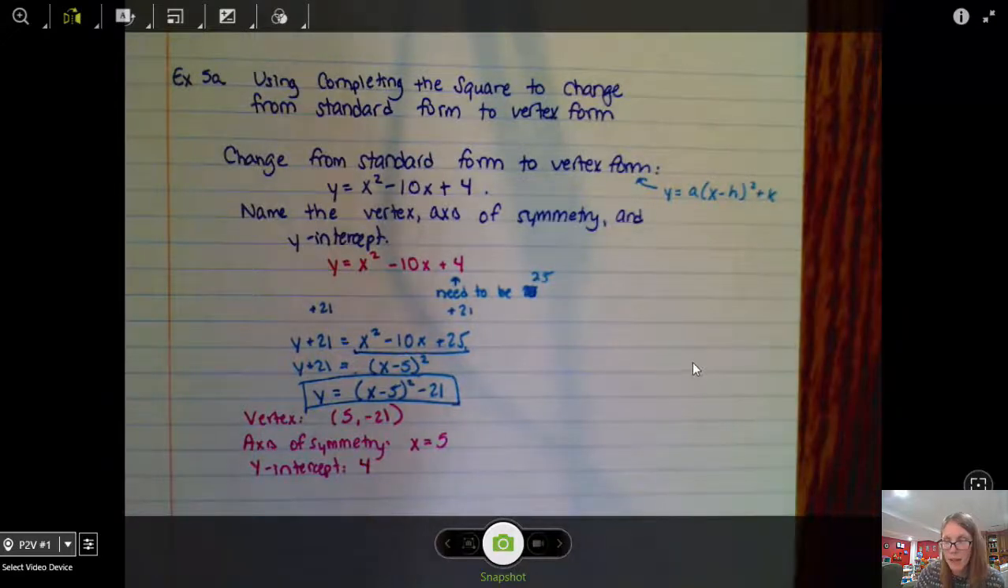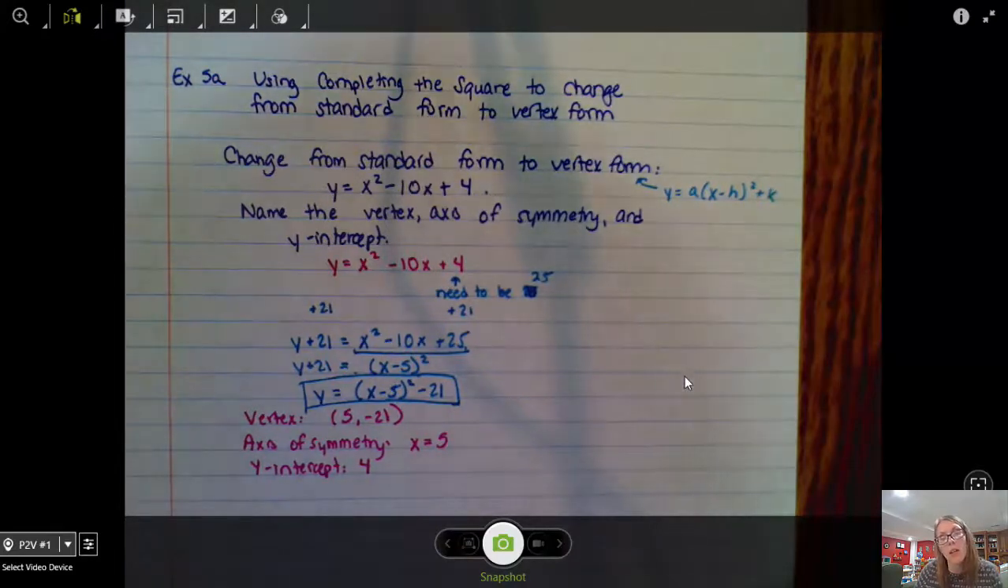All right. Now really, if you like negative b over 2a better than completing the square, I'm totally fine with you using that. This is just another tool, and one where you might find yourself making fewer errors than you did before.